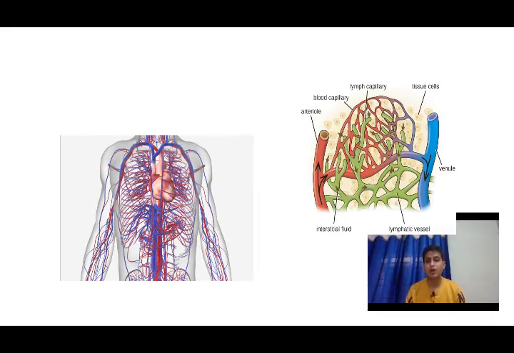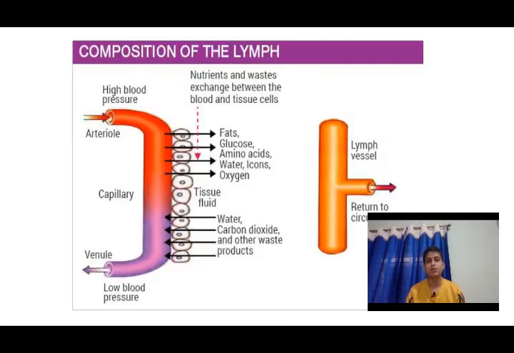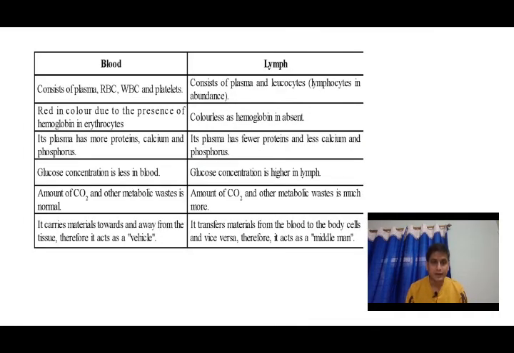The last component of the human circulatory system is the lymphatic system. Our body also has another body fluid called lymph. Lymph is produced by the lymphatic system, which comprises a network of interconnected organs, nodes and ducts. Now let's see the difference between blood and lymph. Blood consists of plasma, RBCs, WBCs and platelets, whereas lymph only consists of plasma and leukocytes.